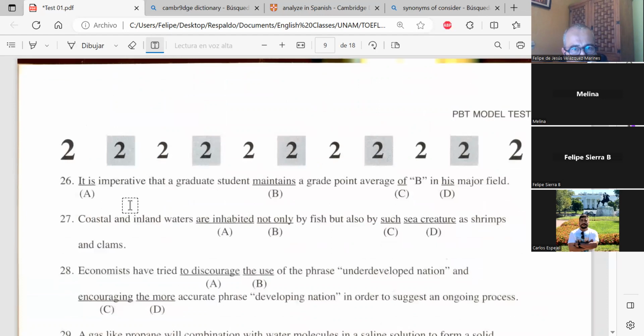And for example, here is "imperative", okay. It is imperative that a graduate student maintains a grade point average of B in his major field. So if we say "he" for a student, we accept that all students are men, but that does not happen, yes? So they can be men or women, female or male. In old English, we said "his or her". In modern English, we say "their".